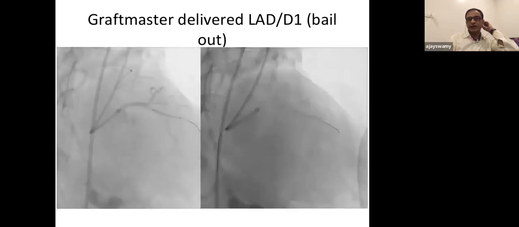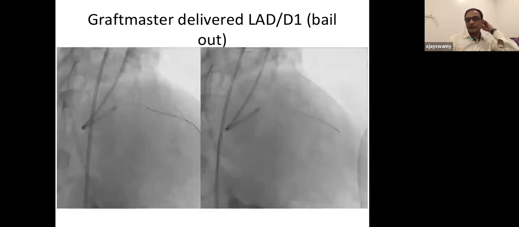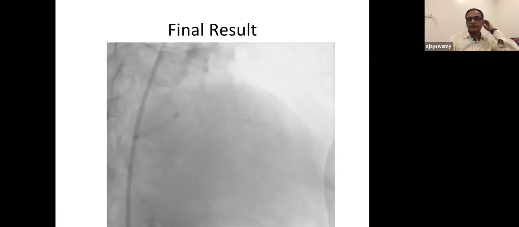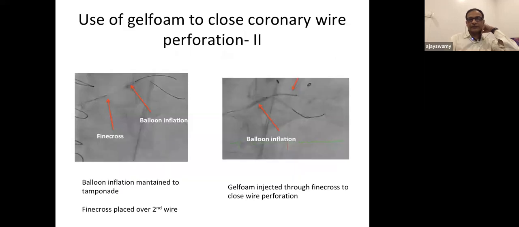CTO. The GraftMaster was then delivered from the proximal LAD into the diagonal. It was closed as a bailout, and that was the final result. And the perforation sealed, and the patient could be taken off the table.